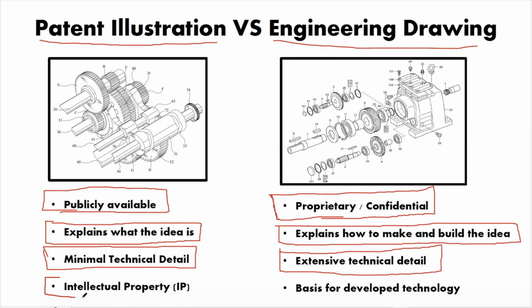Now, in all, a patent illustration is part of your intellectual property, but the engineering drawing is part of the development of technology. So a single patent can branch out into many different technologies, and these technologies are controlled by engineering drawings and CAD models. And that is kind of the difference between these two.